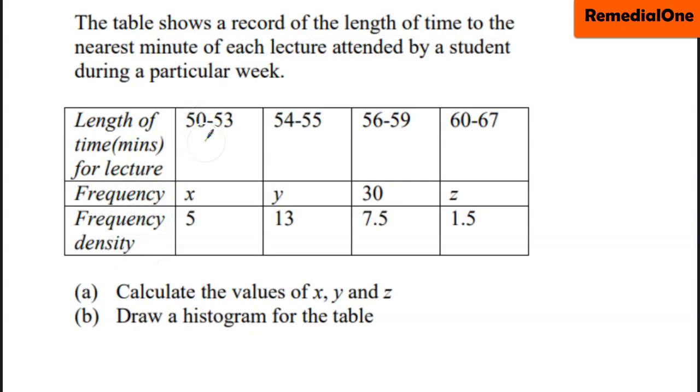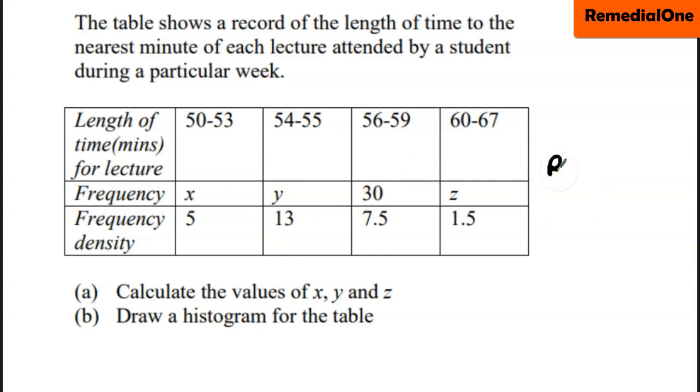So from 50 to 53 minutes, we don't know the frequency. 54 to 55 minutes, we don't know the frequency. 56 to 59, the frequency is 30. And then 60 to 67, the frequency we don't know. And we have the frequency densities. So in the first place, we have been asked to find the values of x, y, and z. The second part is to draw a histogram for the table. So let's find the values of x, y, and then z.